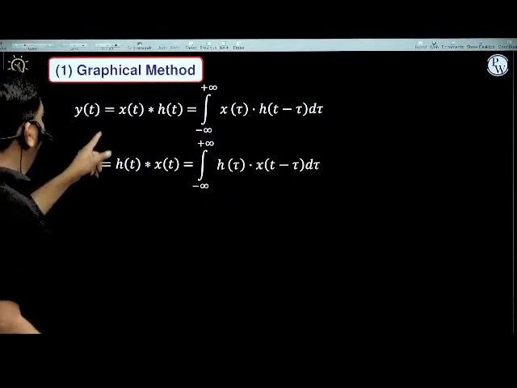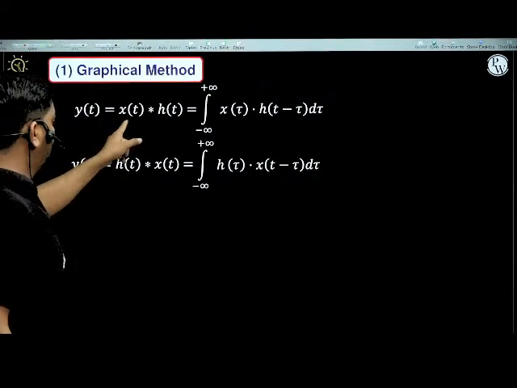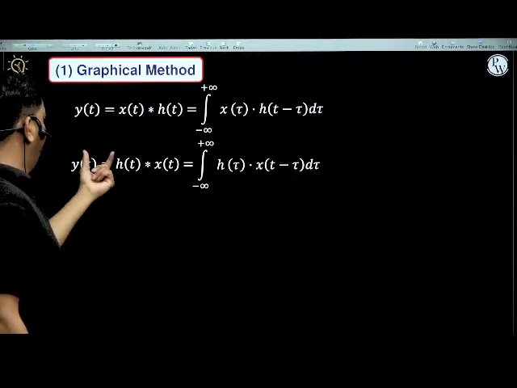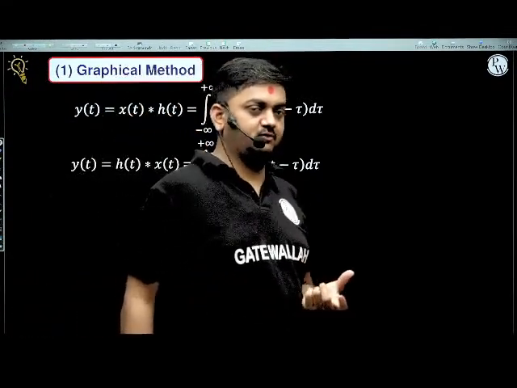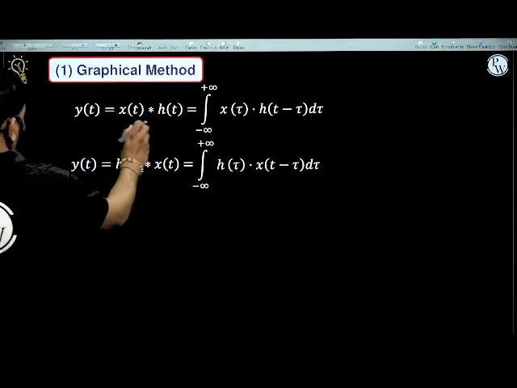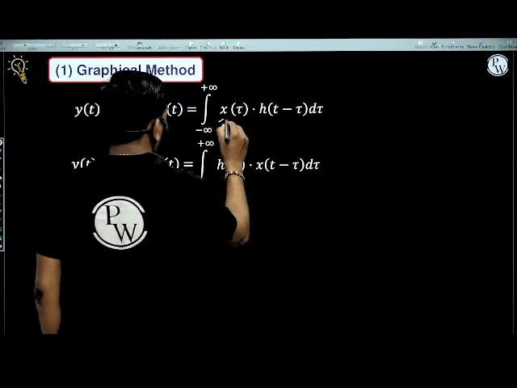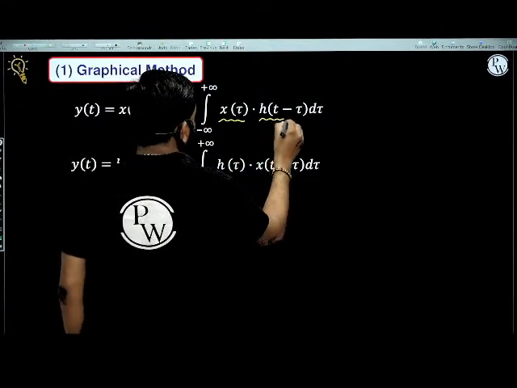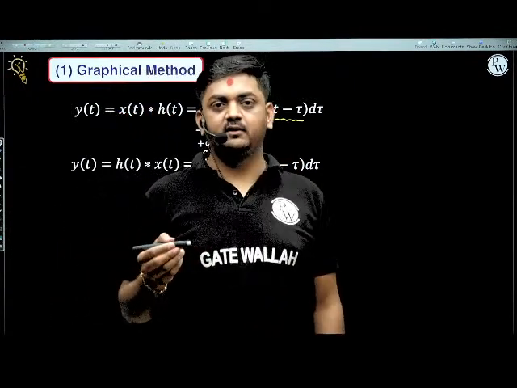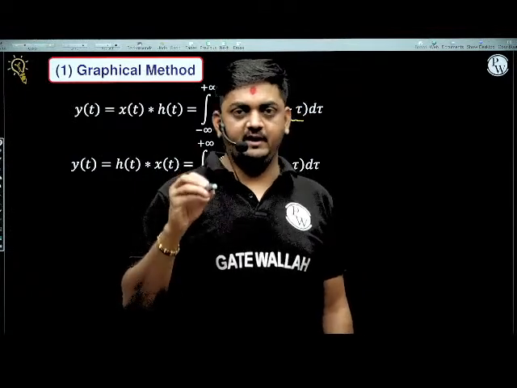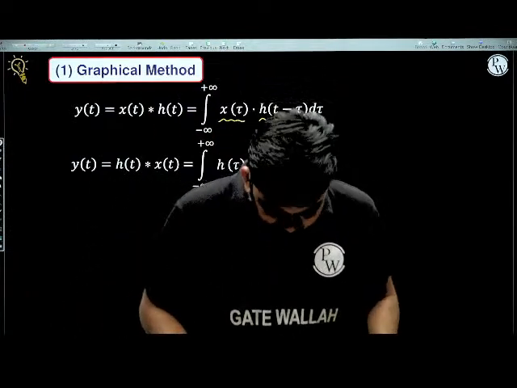Here you can use x of t convolved with h of t, or by the commutative property h of t convolved with x of t. With both methods you will get the same answer. So if it is x of t convolved with h of t, then you require x of tau and h of (t minus tau). x of t and h of t both will be given, and from that you have to find x of tau and h of (t minus tau). Correct?